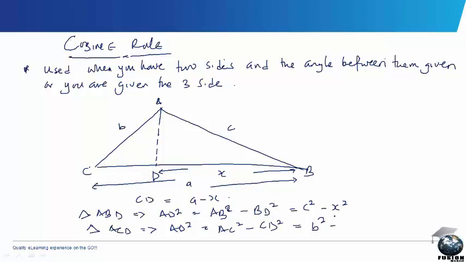minus, I guess. Sorry, CD is equal to A minus X. Here we've indicated it, A minus X, all squared. All right, so we determine the relationship between the two triangles, and so since we want to check whether they are equal, this implies that C squared minus X squared is equal to B squared minus A minus X all squared.